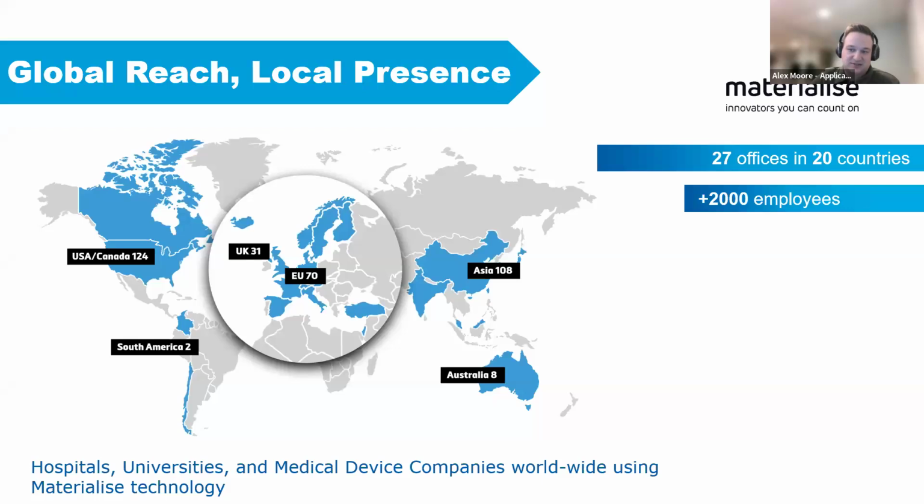We have 27 offices right now in 20 different countries, and I feel like it keeps growing, so I don't know how accurate the 2,000 employees is. But we're a global company. Our headquarters is based in Leuven in Belgium, but I'm based in Plymouth, right outside of Detroit in Michigan.